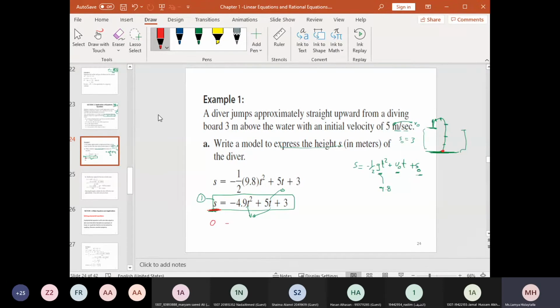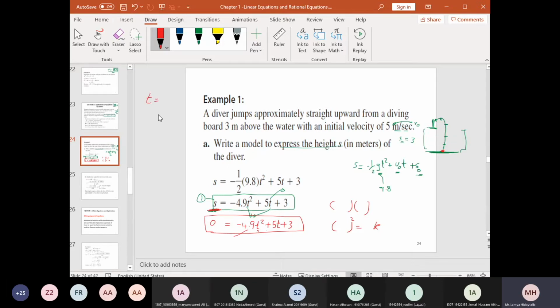So 0 is equal to minus 4.9 t square plus 5t plus 3. Isn't it a quadratic equation? If I can factorize, I go and factorize it. If I want to use completing the square, I can do that. I need something squared equal to some constant and then solve. Or more easily, I now have a formula that I can use here to find the solution, to find t.